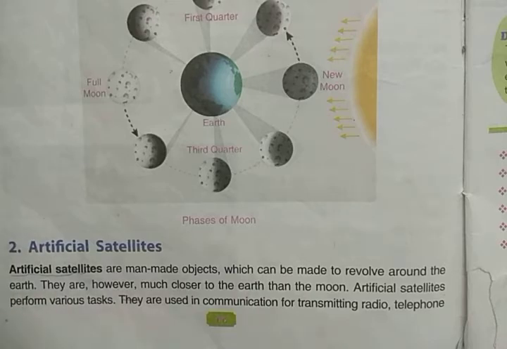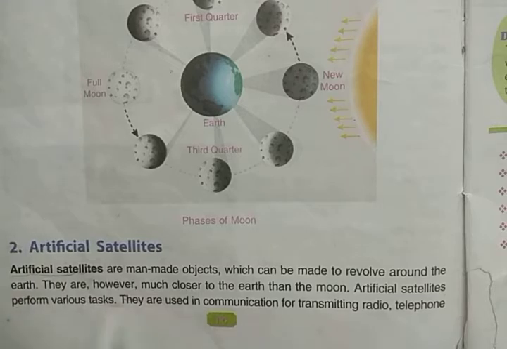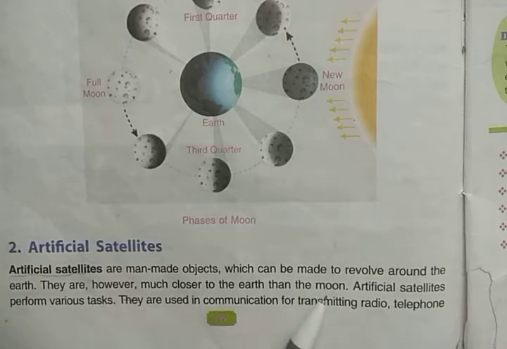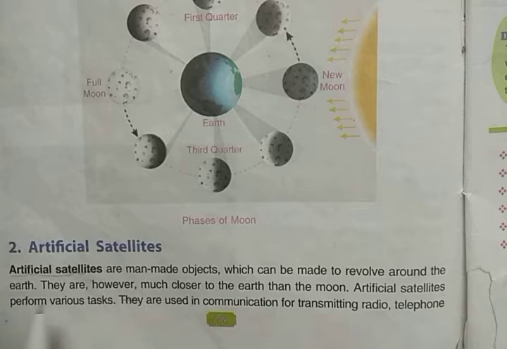और ये अर्थ के चारों ओर रिवॉल्व करता है. And they are, however, much closer to the earth than the moon. Because ये अर्थ के चारों ओर रिवॉल्व करता है, that's why it is called a satellite. But it is not natural. It is made by man, so it is called the artificial satellite. But it is much closer to earth than the moon.